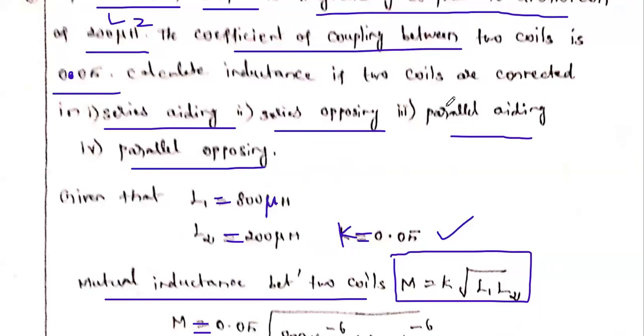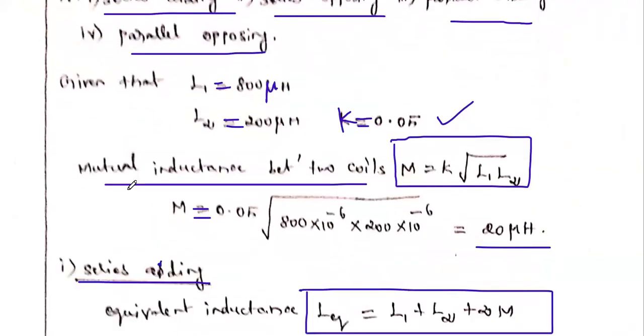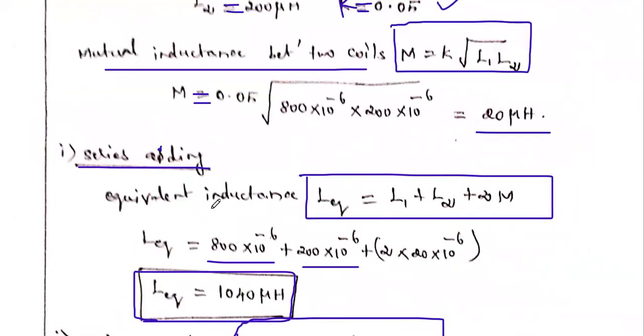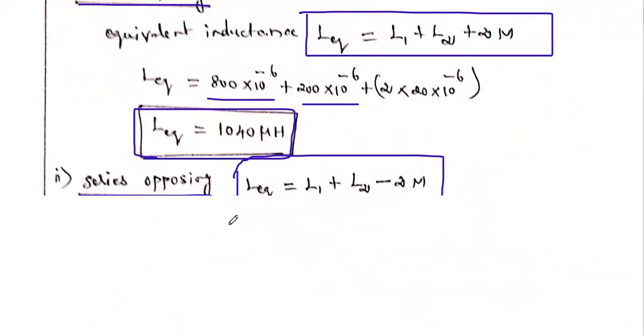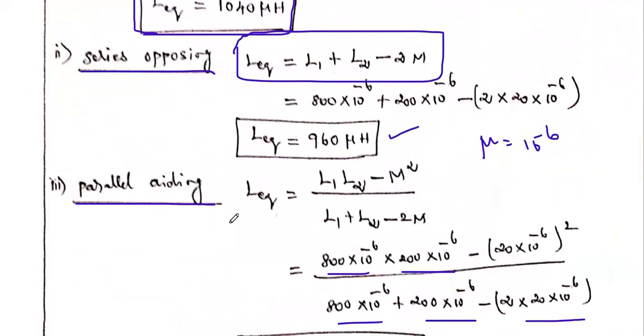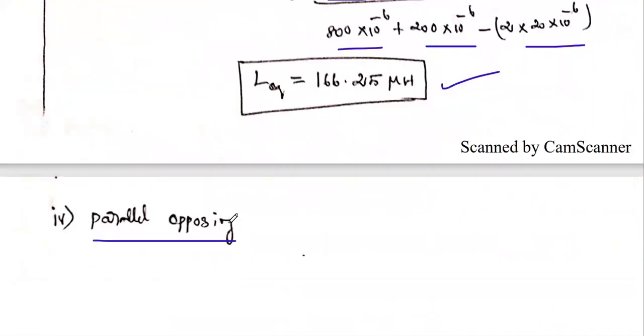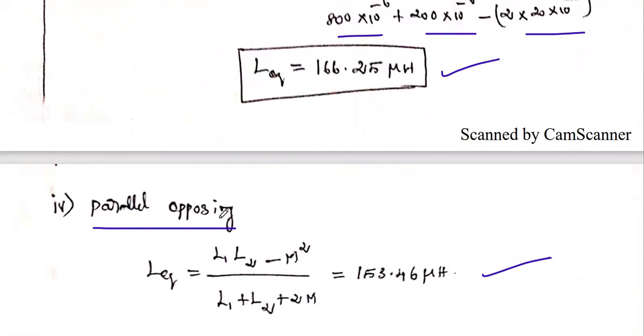So in this problem, the two coil values and the coefficient of coupling are given. Using K, L1, L2, first we have to find out M. Then after that, we have to find out the L equivalent in 4 different cases. This is one type of problem. This is also one of the Anna University questions.